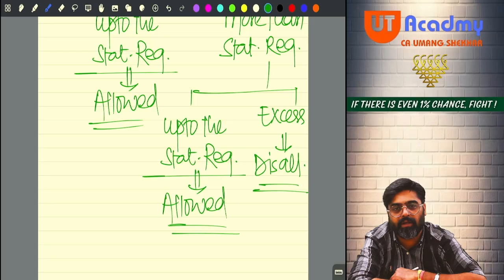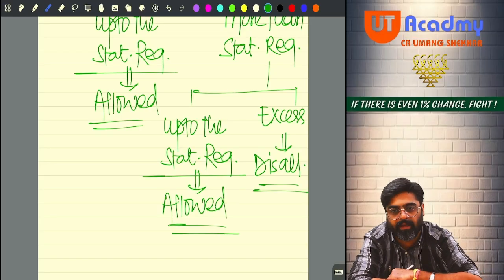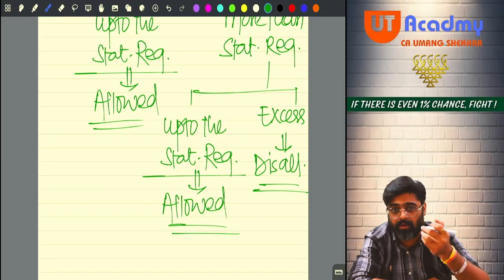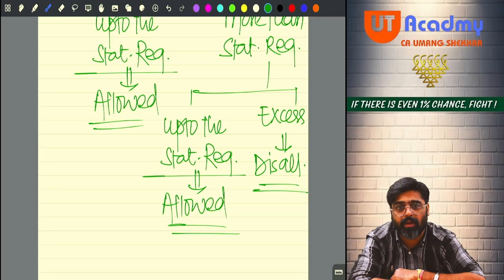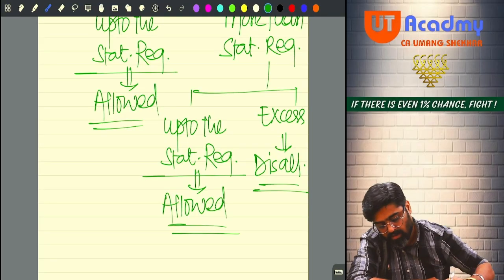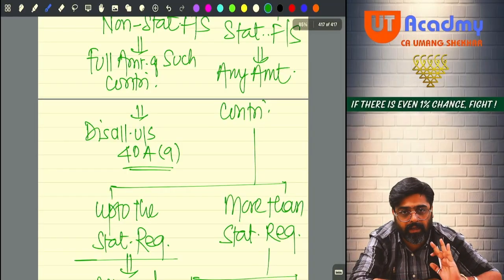Now you have completed all the disallowances. Only one small disallowance is remaining, and that is 43B. But that is not that small. There are a few discussions which are required to be done in 43B. Getting my point, friends? So that 43B discussion I'm going to do with you. Don't worry about that. Okay. But have you understood this much, whatever we have discussed till 40A(9)?